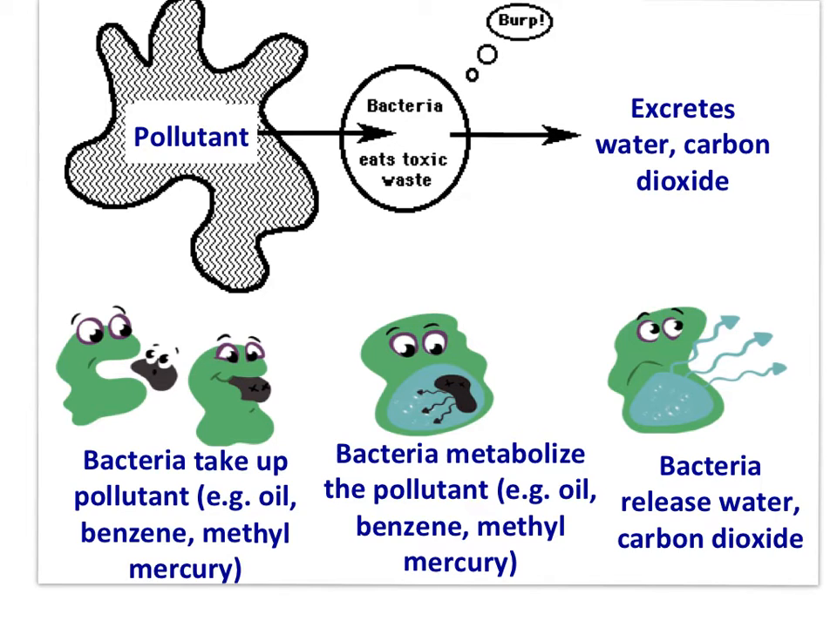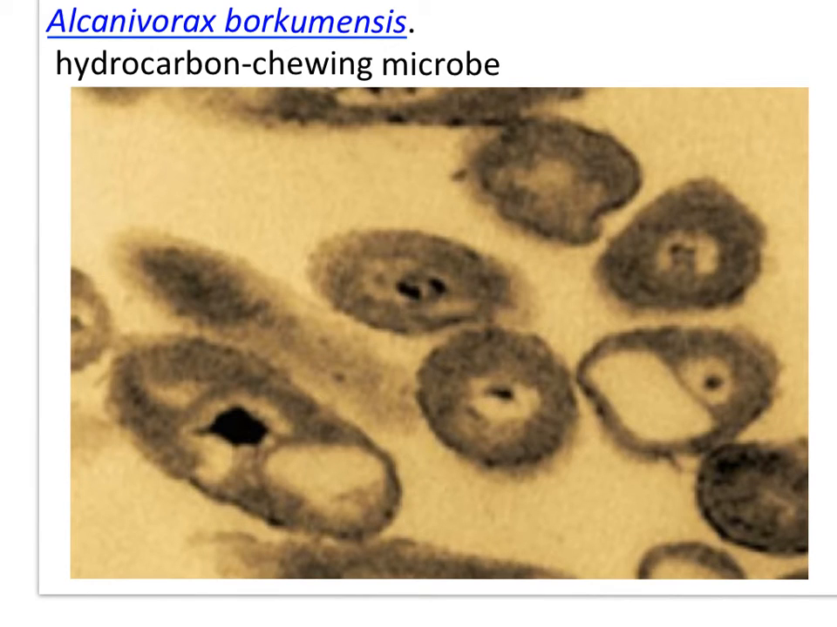Remember the essential idea. Biotechnology can be used in the prevention and mitigation of contamination from industrial, agricultural, and municipal wastes. In this diagram, bacteria take up the pollutant, whether the pollutant be oil, benzene, or methyl-mercury. They metabolize the pollutant, and then they release water, carbon dioxide, and other harmless substances. Again, here is a micrograph of Alcanivorax borkumensis that has taken up a hydrocarbon for degradation.